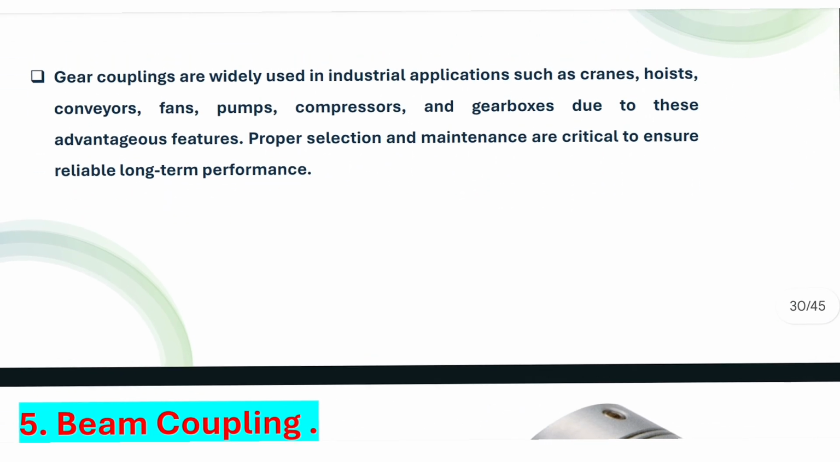Okay. Gear couplings are widely used in industrial applications such as cranes, hoists, conveyors, fans, pumps, compressors, and gearboxes. Due to these advantageous features, proper selection and maintenance are critical to ensure reliable long-term performance.